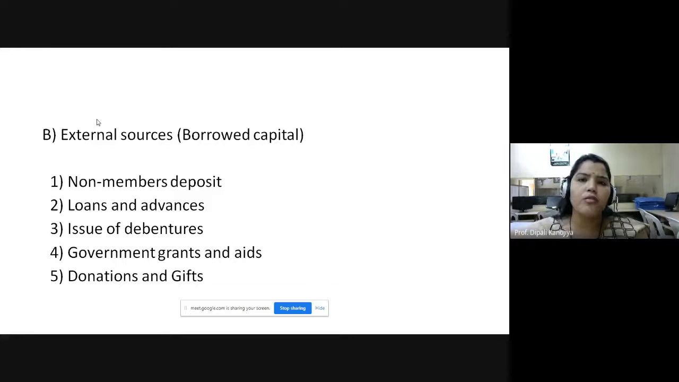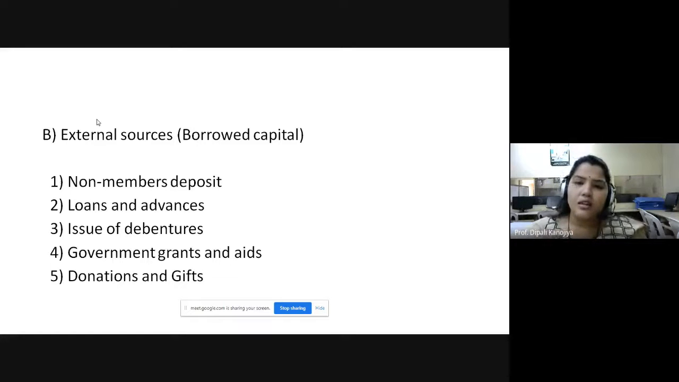Yes, for what? For fulfillment of the working capital, so that our work keeps running. We need money for production, for building houses, for agriculture. We need money for that, and that money is also provided by the government and financial institutions as loans and advances.